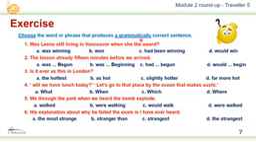And now we have another exercise, but this time choose the word or phrase that produces a grammatically correct sentence. We have 6 sentences, as you can see.